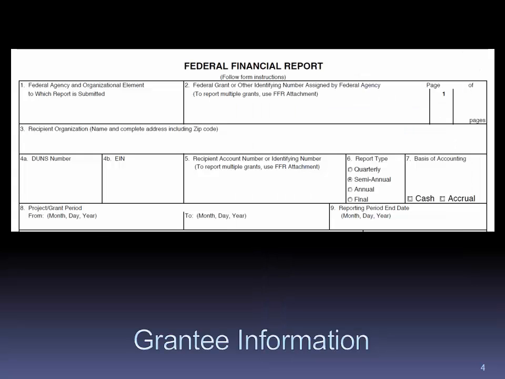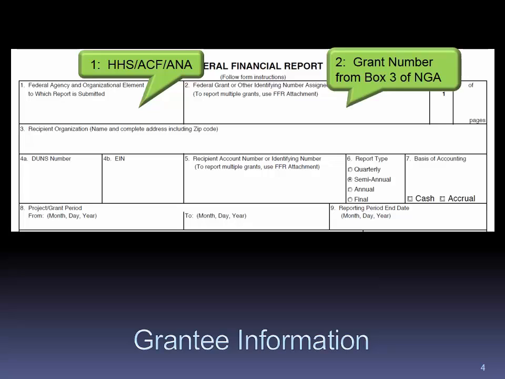Grantee information. We're going to begin by blowing up the top portion of the 425 form so everybody can see it clearly. For box number 1, you're going to enter HHS/ACF/ANA. For box number 2, we're going to enter our grant number. For those who haven't committed it to memory yet, it is located in box number 3 of your Notice of Grant Award.